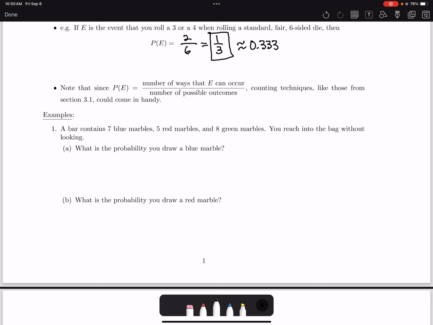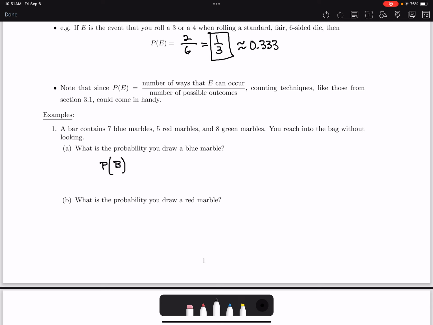This first one says, a bag contains 7 blue marbles, 5 red marbles, and 8 green marbles. You reach into the bag without looking. Part A asks, what is the probability you draw a blue marble? When we're writing out our work, I would like for you to write out the full probability statement. Don't just give me your answer, but say probability of, I'll use the letter B for blue, or you could write out the word blue. But I'm just going to use probability of B for blue.